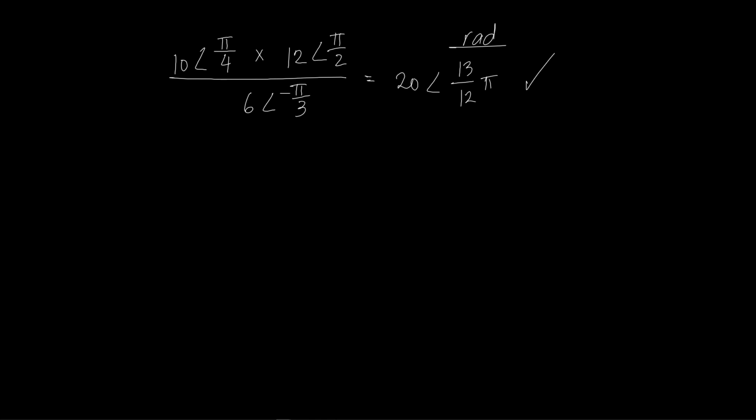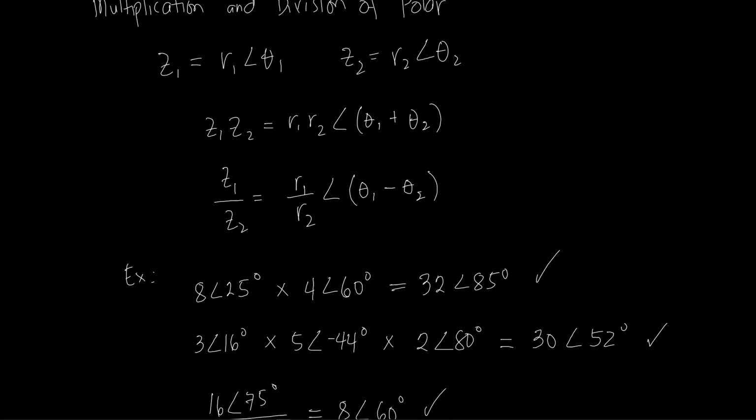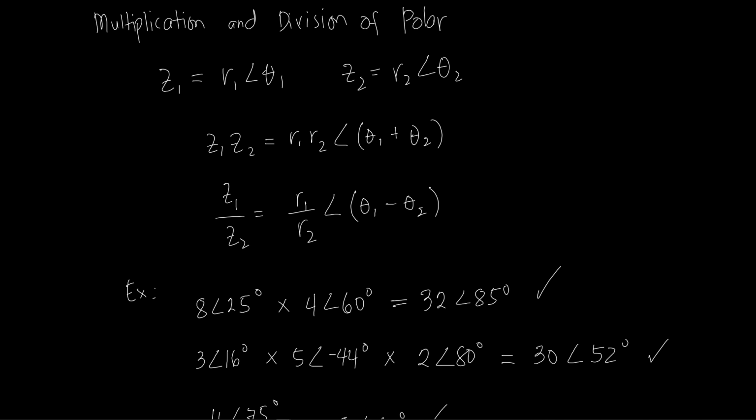Now, sir, we are wondering: you go straight to multiplication and division, without addition and subtraction. Any ideas? Why go straight to multiplication and division, and not addition or subtraction? Basically, it is not possible to directly add and subtract polar forms.